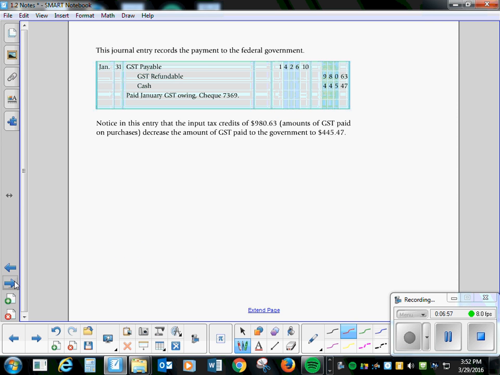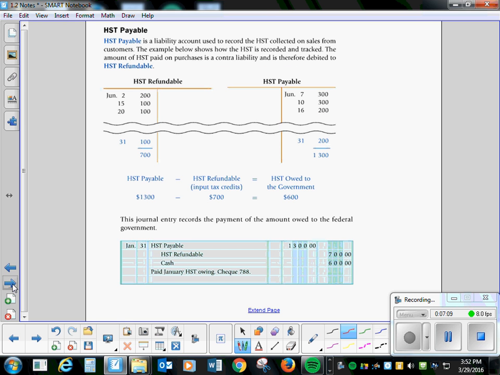And the journal entry would look like this. You have your GST payable as your debit, and then these two credits will equal the debit. And the same thing goes with HST payable. It's just now HST refundable and HST payable. You still subtract them. Your journal entry still looks like this.